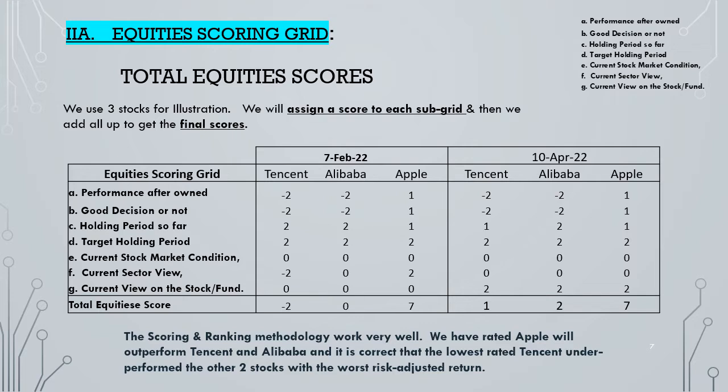So you can see in February, we ranked the 3 stocks. The highest ranking is Apple, the lowest ranking is Tencent. And then we have a new rating in April, so we will check it after 3 months. So far, our ranking methodology is working exceptionally well. And even when you take the risk-adjusted return, it is even more correct.